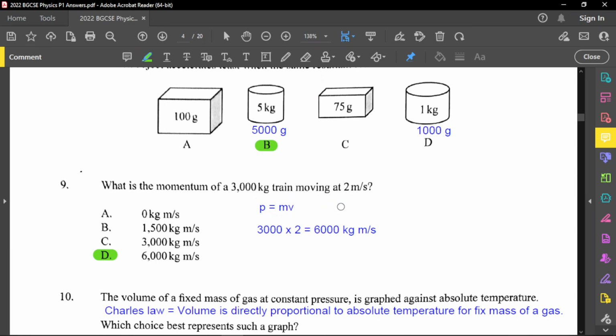And so therefore, to find the momentum, simply what you're going to do is to multiply the 3,000 kg by 2 meters per second, and so get 6,000 kg meters per second. And so therefore, D is the correct answer for number 9.